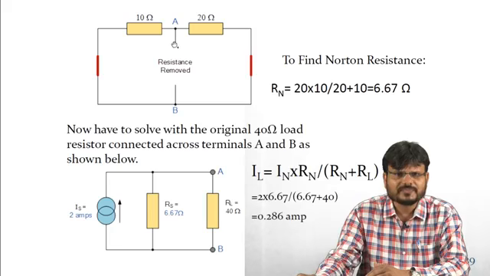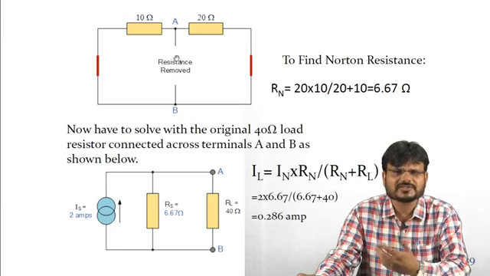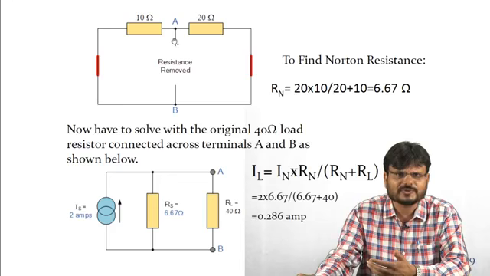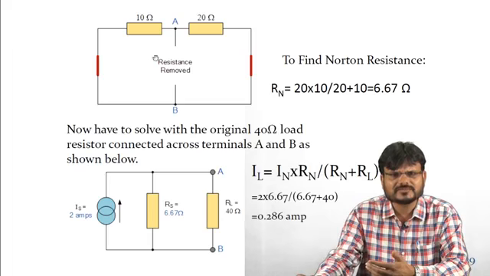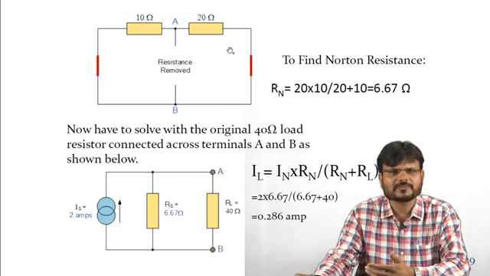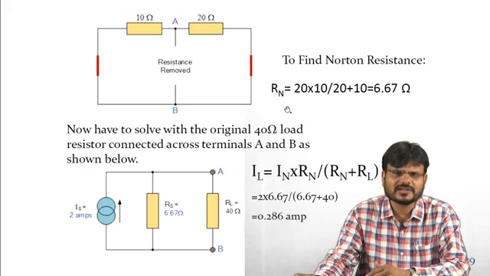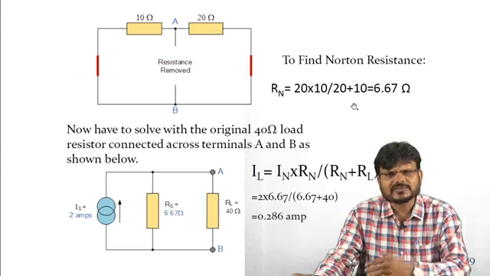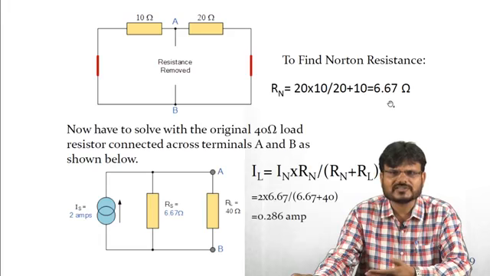So here you can see, just assume some imaginary current is flowing from this point. This current will be divided in this branch and in this branch. That means this branch and this branch are in parallel. That means 10 ohm is in parallel with 20 ohm. So what will be the equivalent resistance? 1 upon Rn is equal to 1 upon 10 plus 1 upon 20, or you can say Rn is equal to 20 into 10 upon 20 plus 10. After solving this equation, you will be able to calculate the equivalent resistance, that is 6.67 ohm.